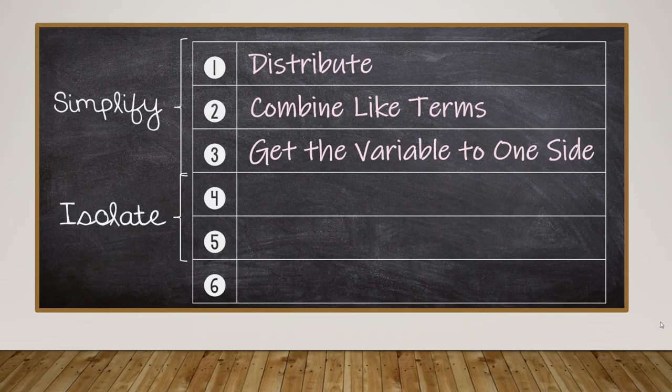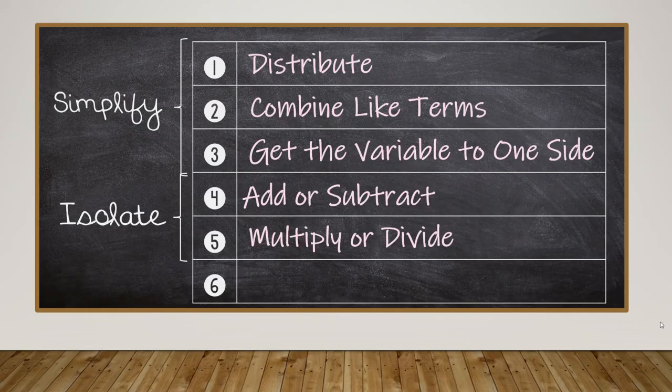Then once we've simplified one side or both sides of the equation, then we work on getting that one variable alone. So we will add or subtract, and then we'll multiply or divide. And last step is to verify. So that's when we substitute that back into the original equation and see if it makes the equation true.